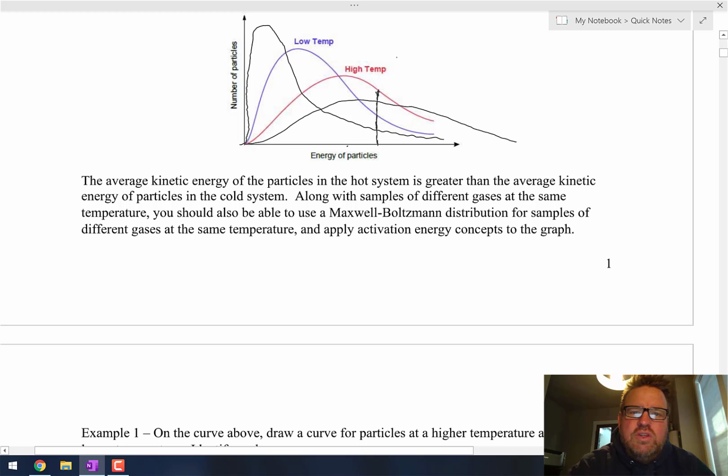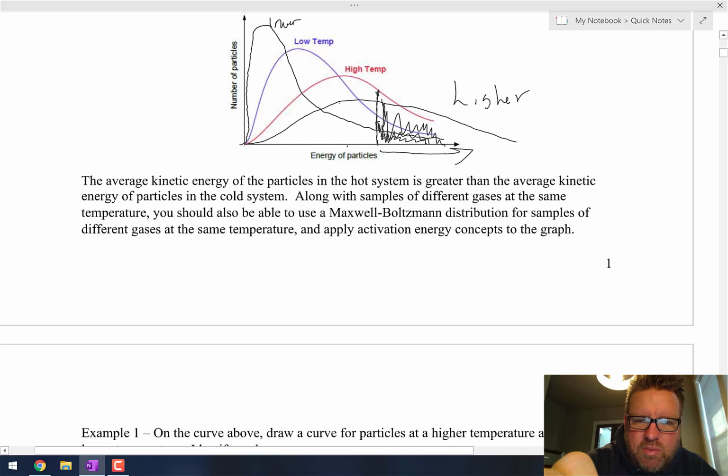So here's our even lower temp, and here's our even higher temp. We can see that anything to the right of this line, so anything from here over, has enough energy to overcome the activation energy barrier. Notice at the lowest temperature, very few particles have enough energy to overcome the activation energy barrier. At the low temp, we've got more, but still not very many. At the high temperature, we've got about that many. And at the higher temperature, that probably should have gone up a little bit higher. Sorry about that. I just didn't draw it quite right.